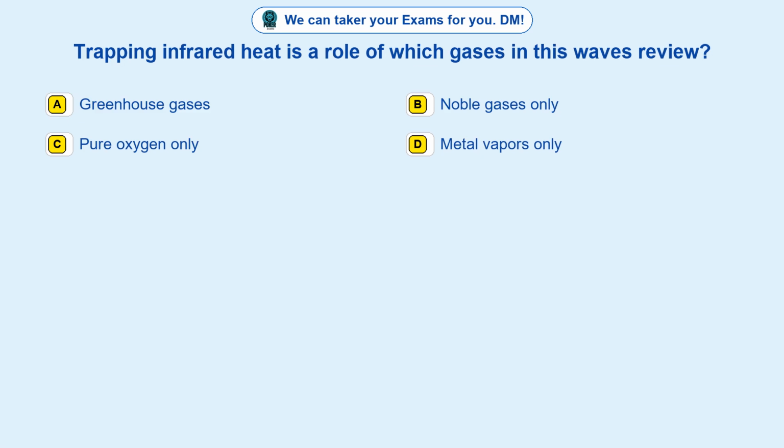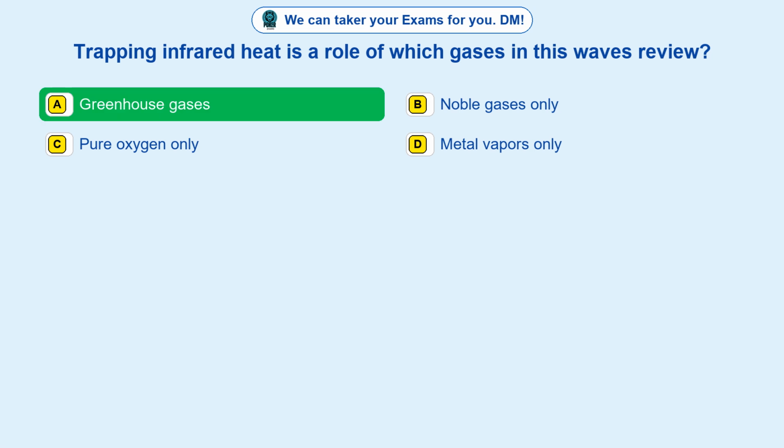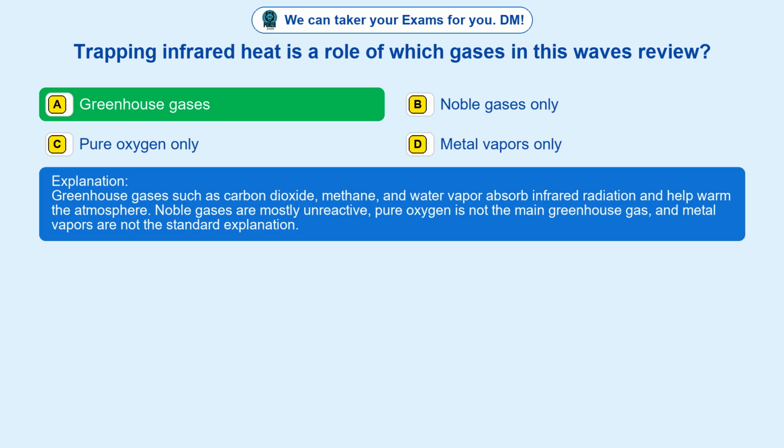Question 88. Trapping infrared heat is a role of which gases in this waves review? Option A, greenhouse gases. Option B, noble gases only. Option C, pure oxygen only. Option D, metal vapors only. The correct answer is option A. Greenhouse gases. Greenhouse gases such as carbon dioxide, methane, and water vapor absorb infrared radiation and help warm the atmosphere. Noble gases are mostly unreactive, pure oxygen is not the main greenhouse gas, and metal vapors are not the standard explanation.